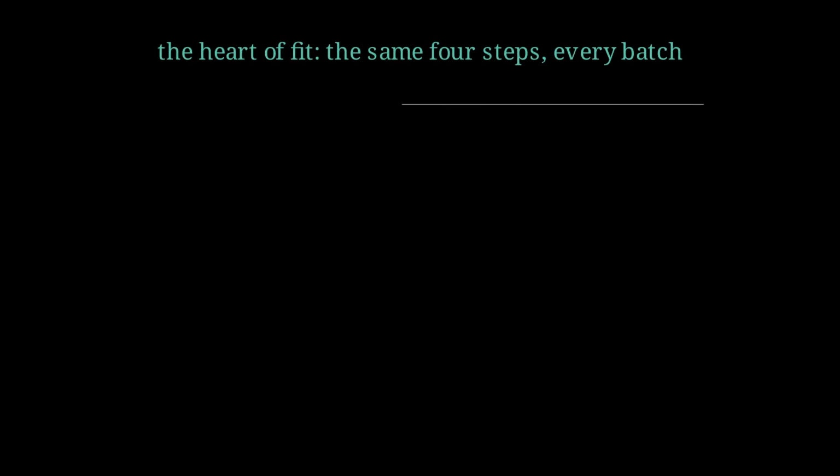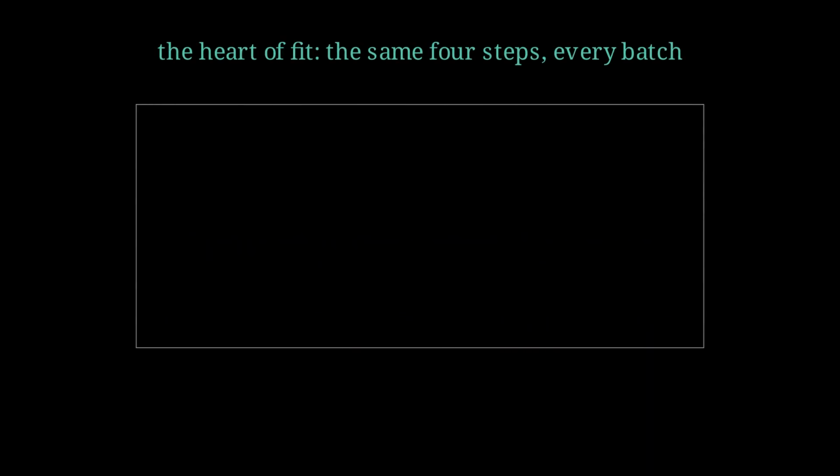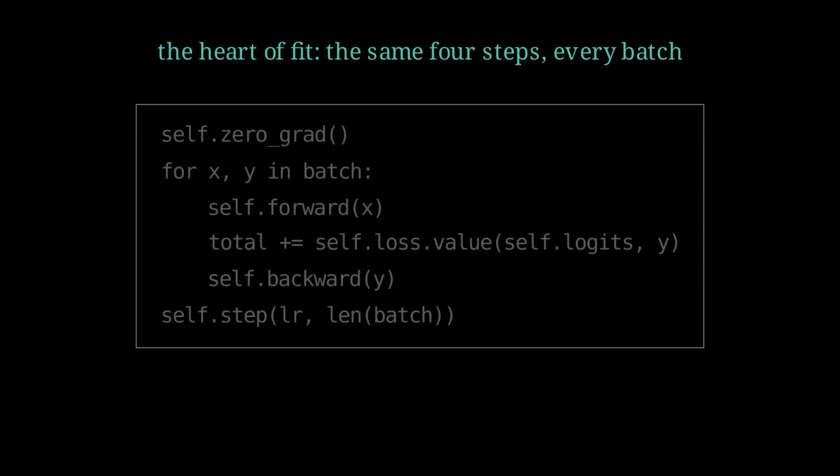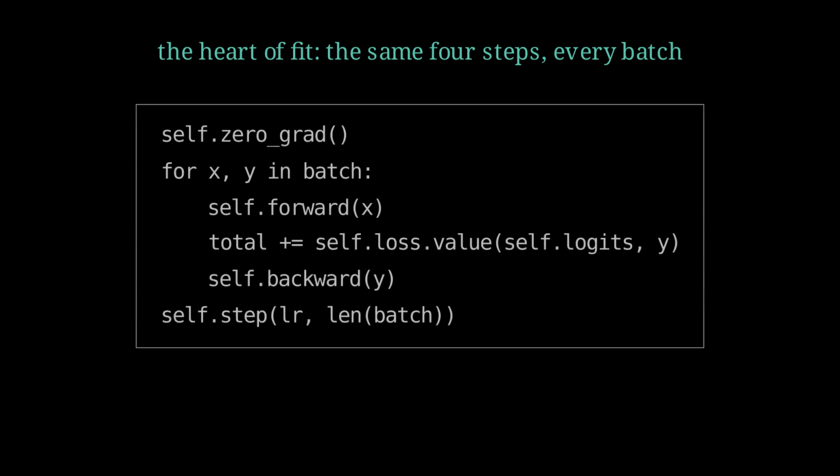So how does a wrong model become a right one? Not in one clever leap, and not by solving any equation. By a loop, and a surprisingly short one. This is the beating heart of the fit method, the part that actually does the learning. Everything else in the library is scaffolding around these few lines. For every small batch of examples, it runs the very same 4 steps, over and over, epoch after epoch, until the loss stops falling.